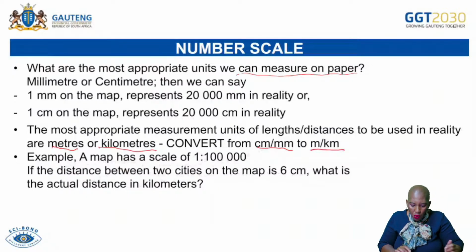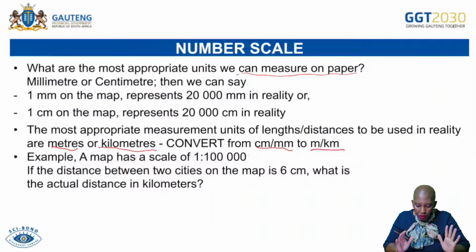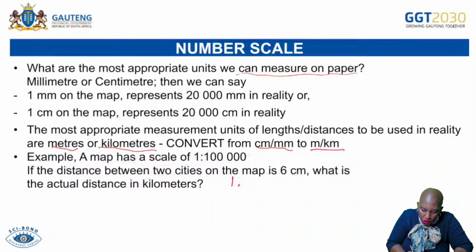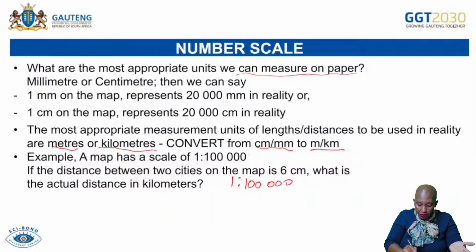Now, where do we go? This is just an example, boys and girls. You go back to your scale quickly. I will just show you. And then we say 1:100,000. So remember we said this means 1 centimeter on the map is equal to 100,000 centimeters in reality.